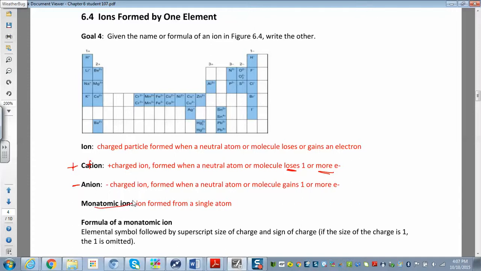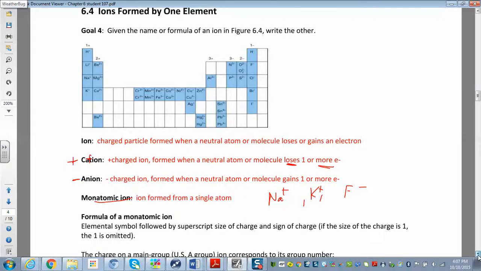A monatomic ion is just an ion formed from a single atom. So something like sodium plus is a monatomic ion, potassium plus, fluorine minus. Those are all monatomic ions. You can also have polyatomic ions. We'll look at the polyatomic ions on the next page.